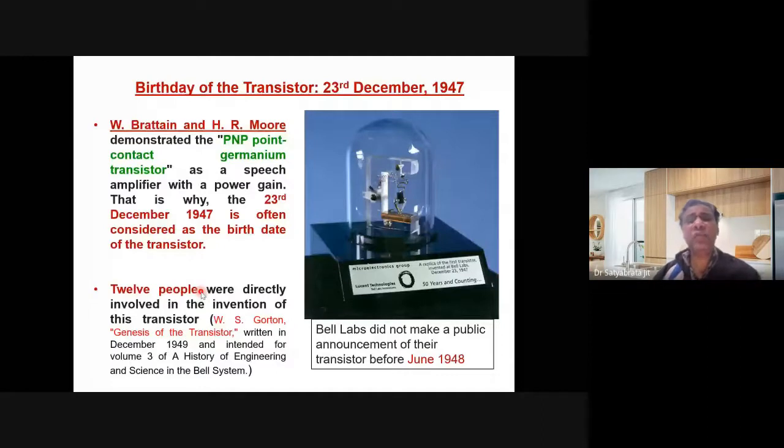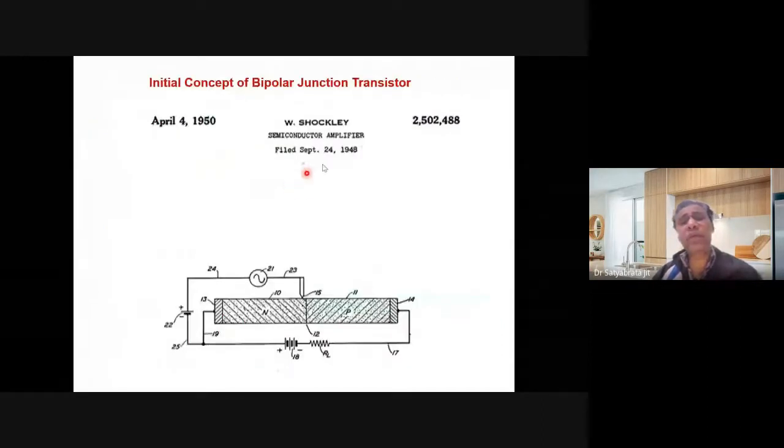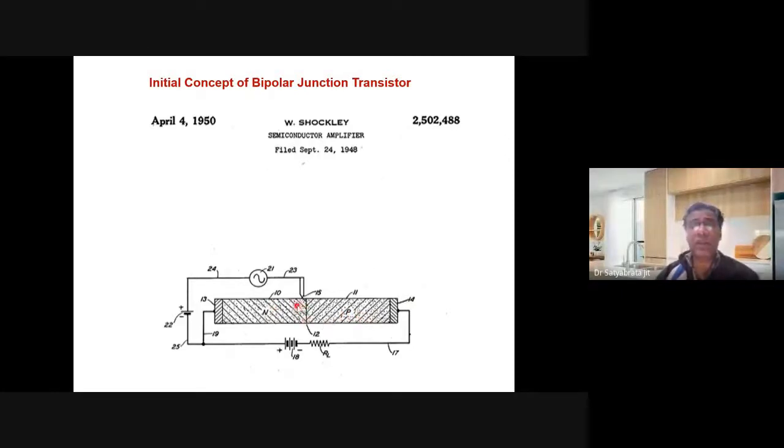Now, in this process, he filed a patent on September 24, 1948, with this patent number, and he gave the concept that if this is a PN junction, that is N-type semiconductor and P-type semiconductor, and another electrode is placed close to this junction, and if the potential is changed between these two terminals, then the current between these two terminals can be controlled by controlling the current of this one.